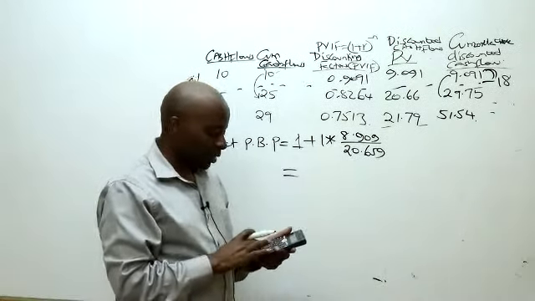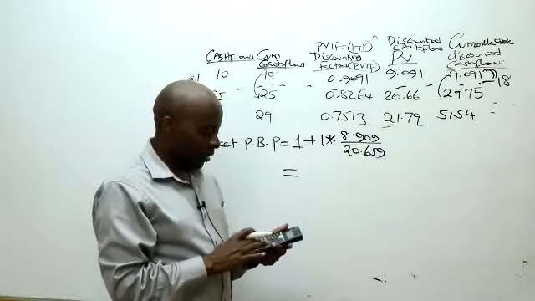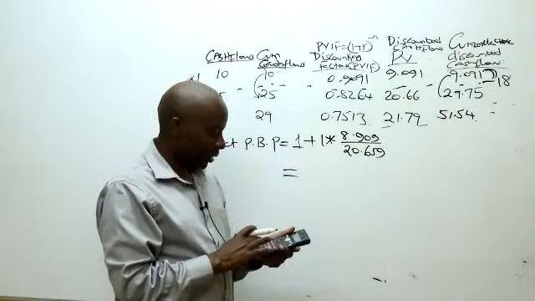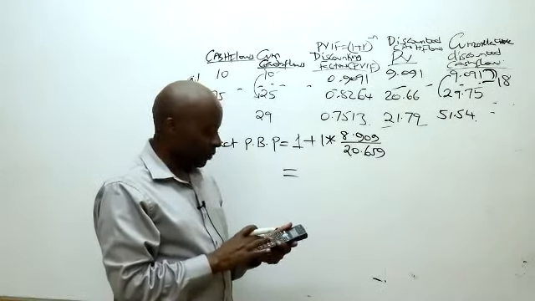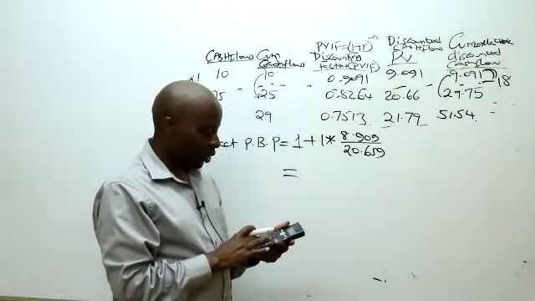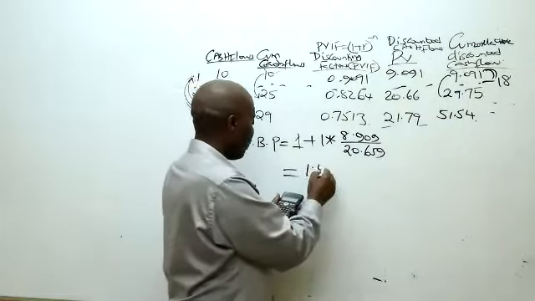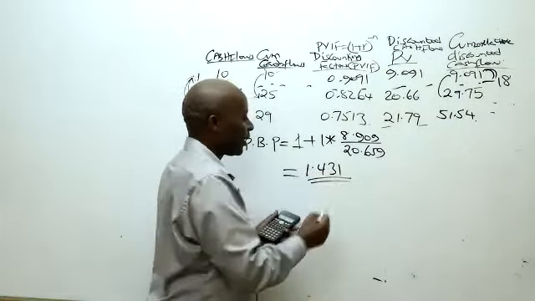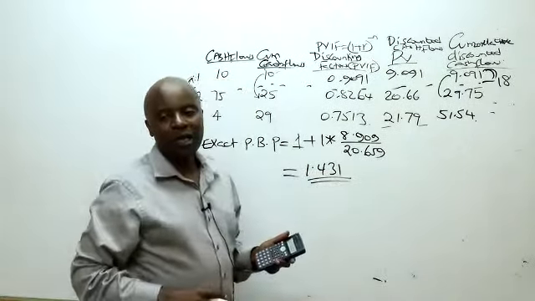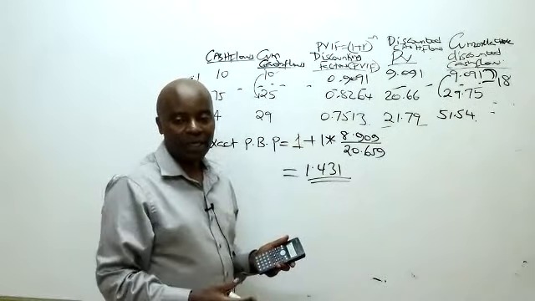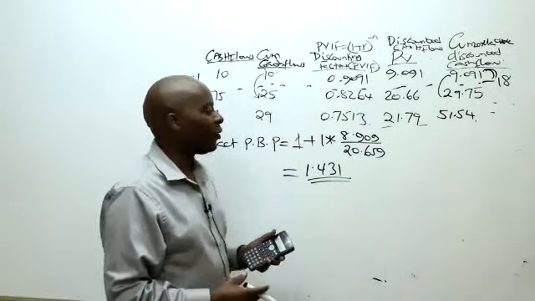So we have 1 plus 1 times 8.909 divided by 20.659, which will end up giving us 1.431. Yes. Is there anybody who has that kind of answer there? Phoebe, thank you very much.